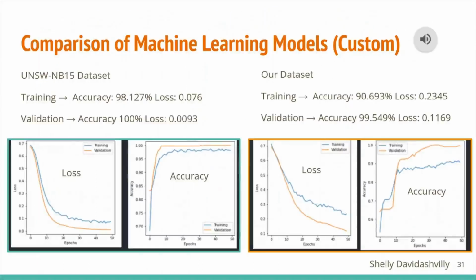When looking at the custom model specifically for the UNSW NB15 dataset and also the simulated data, we were able to see still very similar performance in terms of the raw numbers, and also the loss and accuracy curves were very similar. So that dataset proved to be a very good baseline to compare to the data that we were able to simulate and capture. And the model also was able to perform well on both datasets.